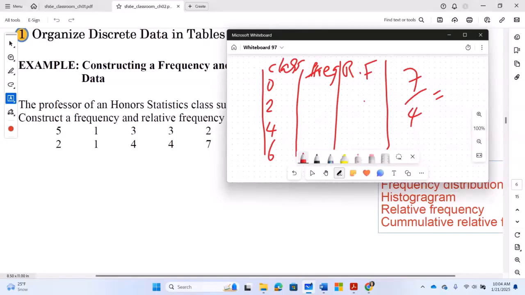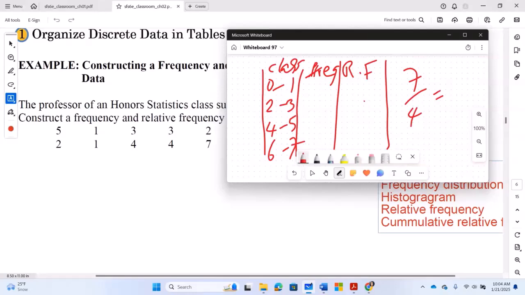So the upper limit is going to be 0 to 1, because if the next lower limit is 2, the upper limit of the first class has to be 1. 2 to 3. Why 3? Because the upper limit of this class must be 1 lower than the next lower limit. 4 to 5, then 6 to 7. So there go my 4 classes.